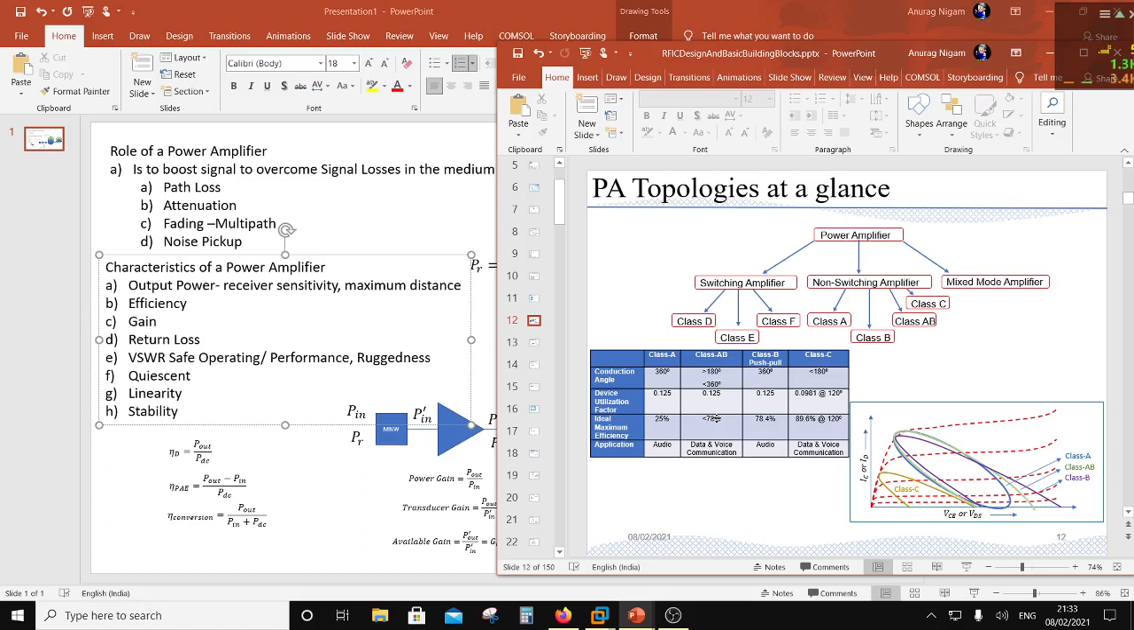A class E amplifier has an efficiency of 100%, and a class F amplifier would also have an ideal efficiency of 100%, because the switch, which is the major cause of the loss, has voltage and current in quadrature. When voltage and current are in quadrature, there is no loss in the switch. That's why the efficiency is ideally 100%. So whether it is a class F or a class E amplifier, the ideal efficiency is 100%. We are going to see all this in later sessions.